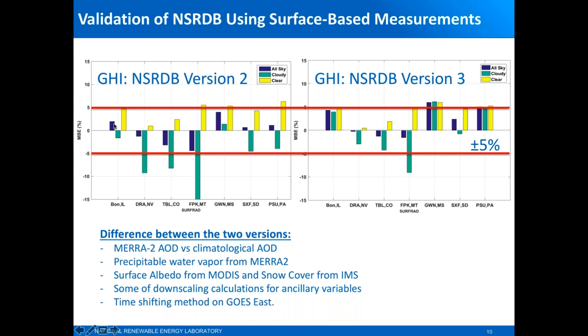If you look at the all sky conditions, in all cases, it lies between plus and minus 5%, except for Gordon Creek, Mississippi, where it's slightly higher.